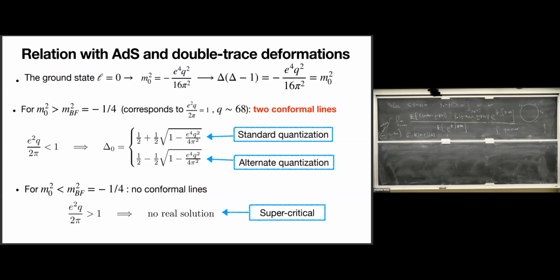However, if the charge is bigger, if e squared Q over 2 pi exceeds 1, you get that there are no real solutions to this quadratic equation. You also see that the square root becomes imaginary. And this is what we call the supercritical regime, for reasons that will soon become clear.